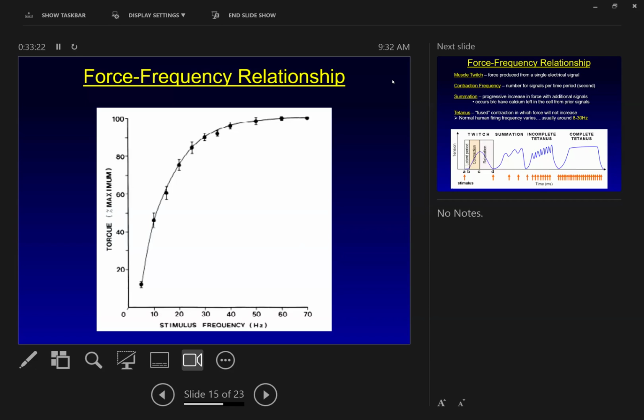Power is force or torque multiplied by the contraction velocity. So, if fast twitch fibers generate more force and they can go faster, which ones are going to be more powerful? Type 2s. And not just a little bit more powerful, right? A ton more powerful.